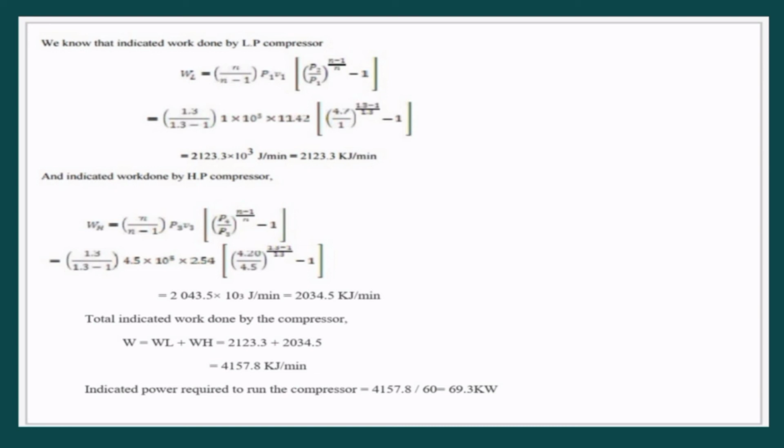or 2034.5 kilojoule per minute. For the total indicated work done by the compressor, work is equal to WL plus WH, which is equal to 2123.3 plus 2034.5, which is equal to 4157.8 kilojoule per minute. Indicated power required to run the compressor is equal to 4157.8 divided by 60, which is 69.3 kilowatt.